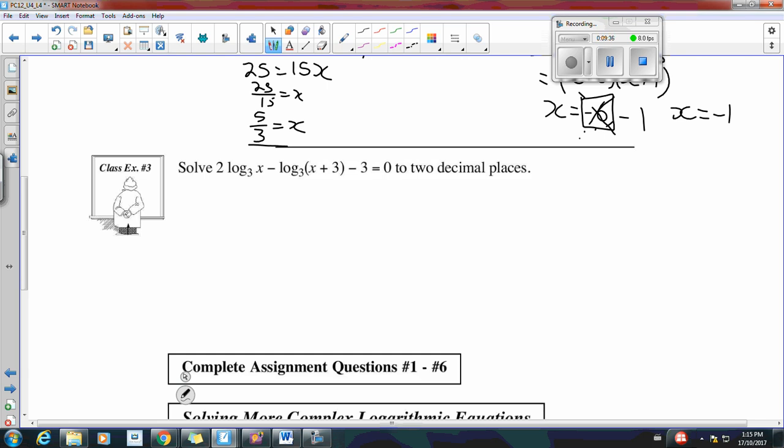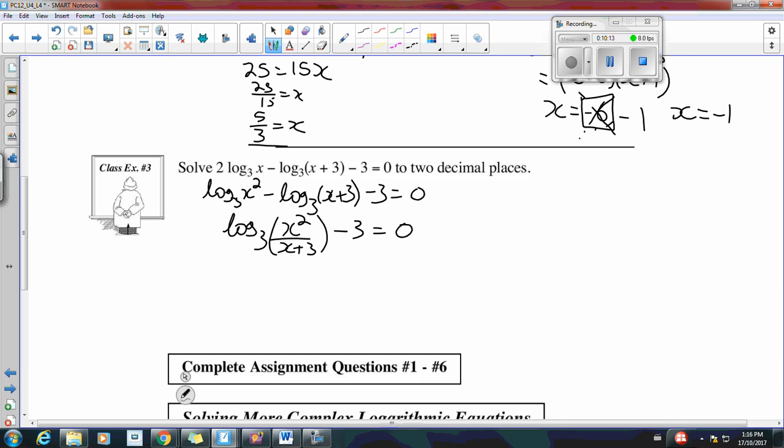Example 3. 2 log base 3 of x minus log base 3 of x plus 3 minus 3 equals 0, and we're solving this to 2 decimal places. So we have some logarithms on this side, so let's start playing with our log laws. One thing we can do right away is bring up that 2. Now I see I'm subtracting these two logarithms, so I can bring them together using division.